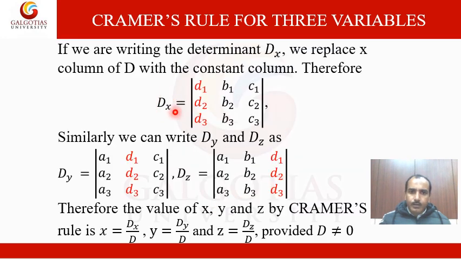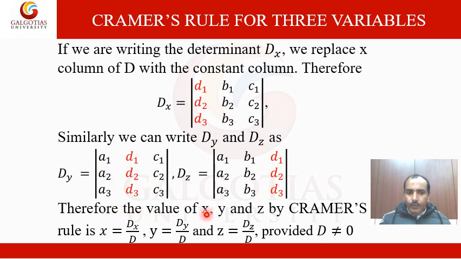Now we write determinant Dx. For writing the determinant Dx, we replace the x column of D, that is a1, a2, a3, with the constant column, the constant values on the right hand side of the given equations, that is d1, d2, d3. Similarly, we can write Dy and Dz by replacing the y column and z column in D with the constant values of the equations written on the right hand side.